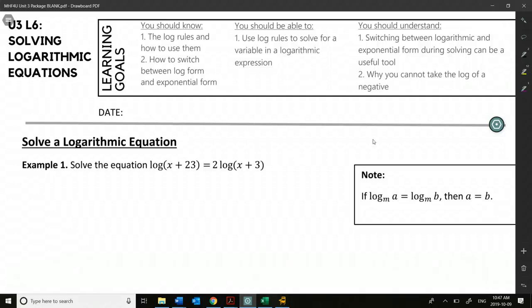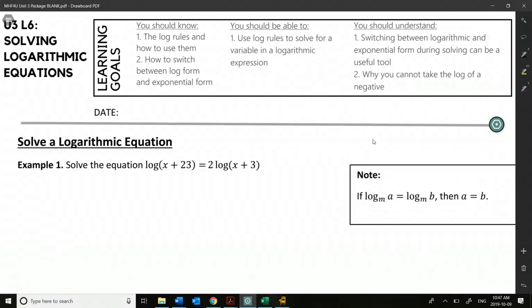Okay, so our goals for today. In order to do our lesson today, we need to have a good handle on the logarithm rules. We also need to know how to switch between logarithmic and exponential form. So we've been working on that since the beginning. And then what we're going to be able to do by the end of today is use the log rules to solve for variables within logarithms.